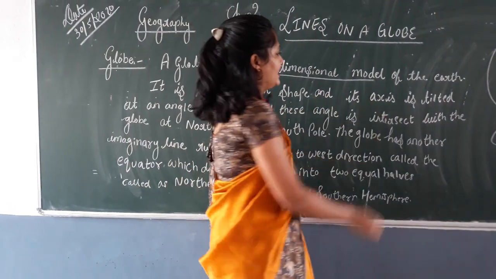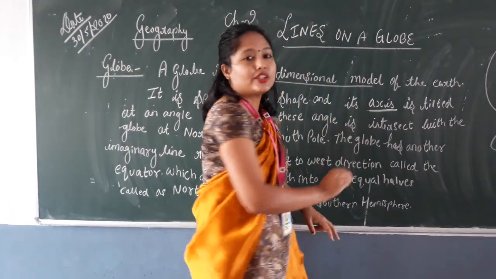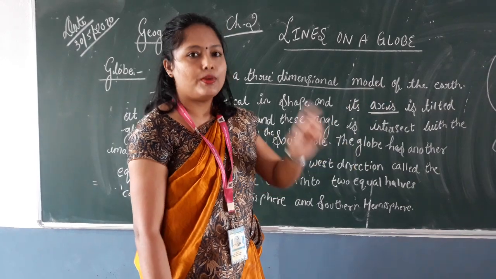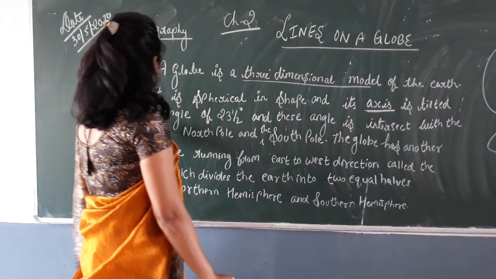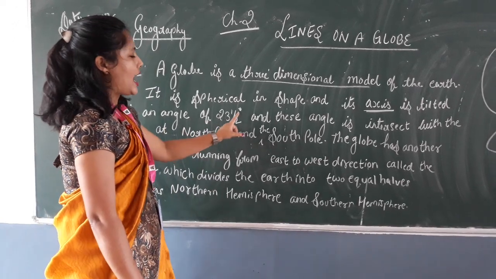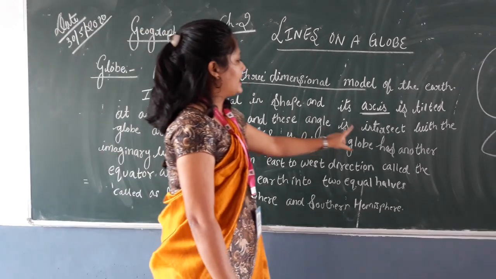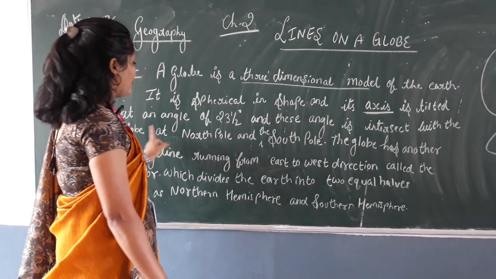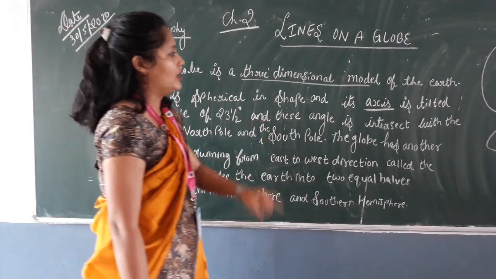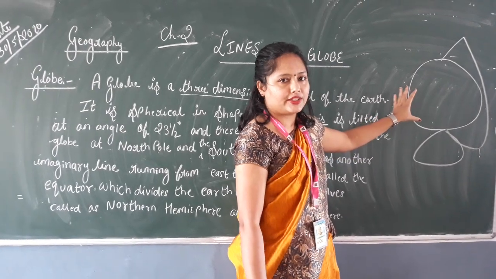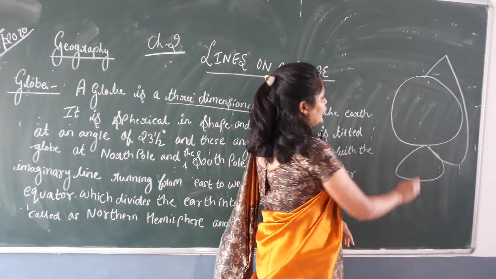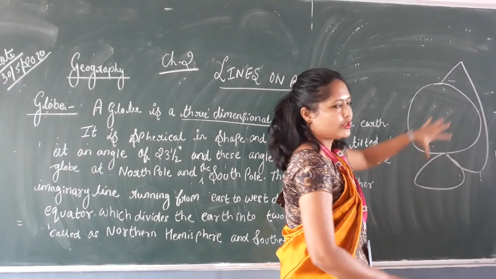And the axis is an imaginary line. I'll show you on the globe. The axis is an imaginary line tilted at an angle of 23.5 degrees, and it intersects the globe at the North Pole and the South Pole. Now see, this is the rough picture I have drawn for you. You can see that it is a picture of a globe.